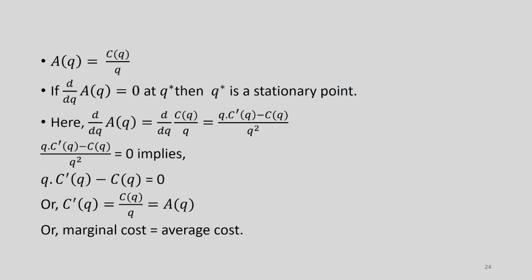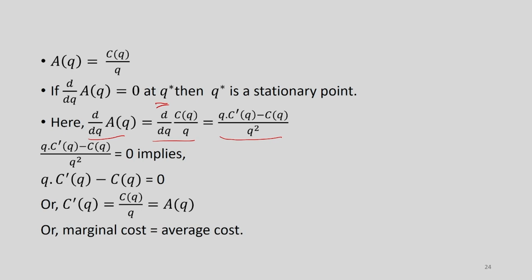So, as given in the question, A(Q), the average cost, is equal to C(Q) divided by Q. C(Q) is the cost function. Now, if the derivative of A(Q), the average cost, is equal to 0 at Q star, then I can call Q star a stationary point of the A(Q) function. So, I take the derivative of the average cost function, and I apply the quotient rule, right. So, I get Q multiplied by C prime Q minus C(Q), divided by Q square.